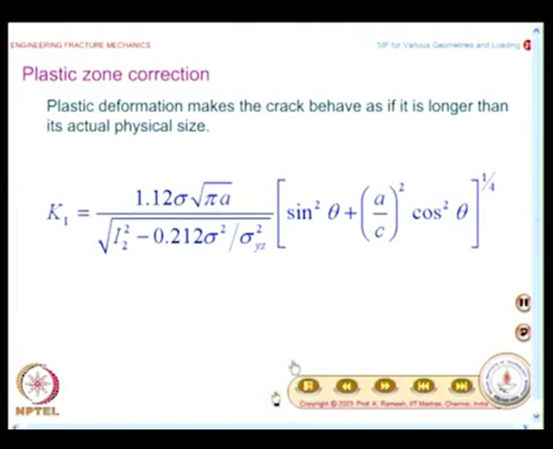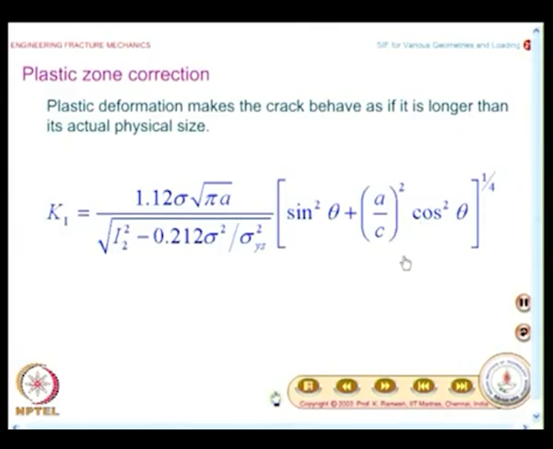So, when you write the expression for this additional crack length and simplify, the expression for K1 changes to 1.12 sigma root of pi a divided by square root of I2 squared minus 0.212 sigma squared divided by sigma ys squared, whole multiplied by sin squared theta plus a by c whole squared cos squared theta, whole power 1 by 4.